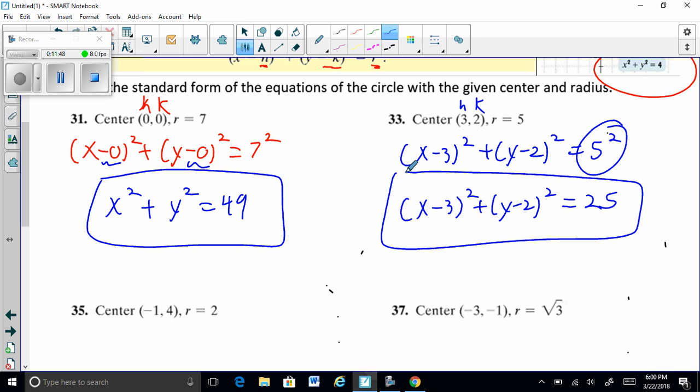So not too bad. I mean, yeah, it's a formula that you'll have to remember, but actually putting it to use is not too bad. And in a minute, just keep in mind, in a minute, what we're going to do is go backwards. I'll give you the equation, and we'll actually extract the information to graph it.